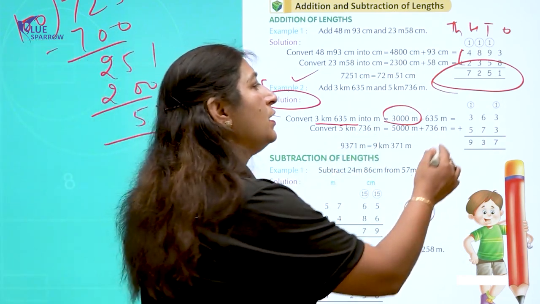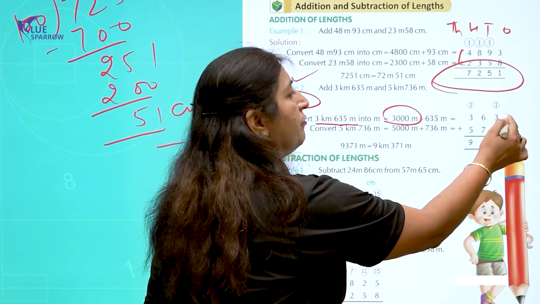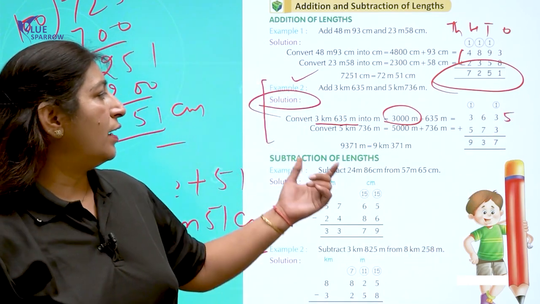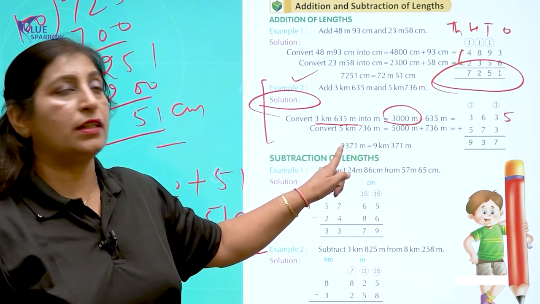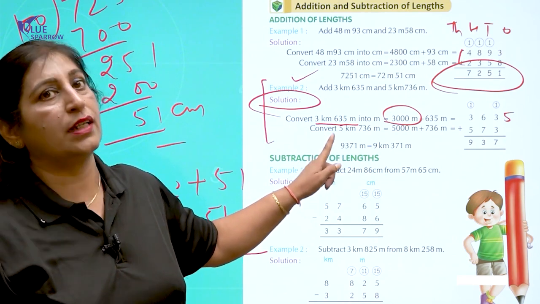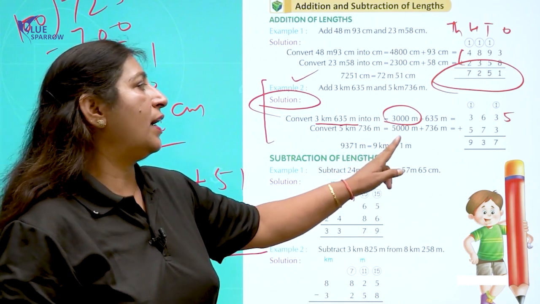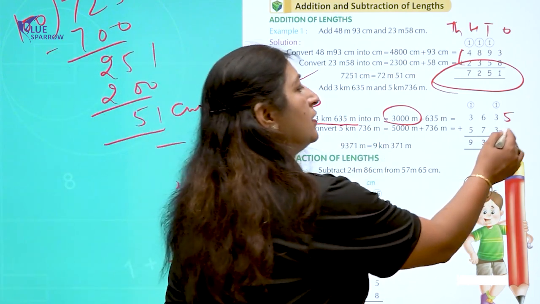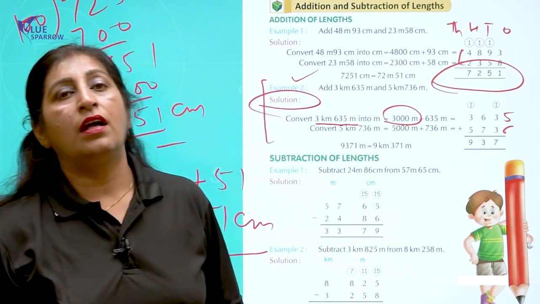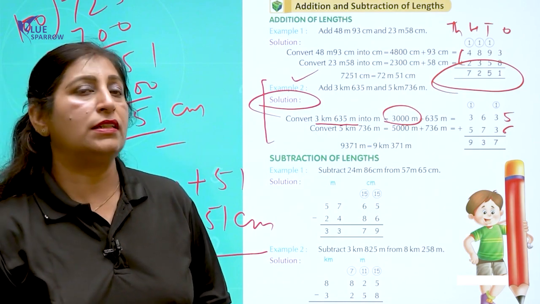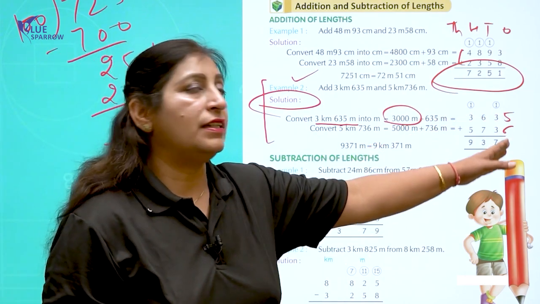The answer would be 3635 meter. And by converting 5 kilometer into meter, we get 5000 meter, and by adding 736 meter to it, we get 5736 meter here. And now we will add these two lengths, 5 and 6.